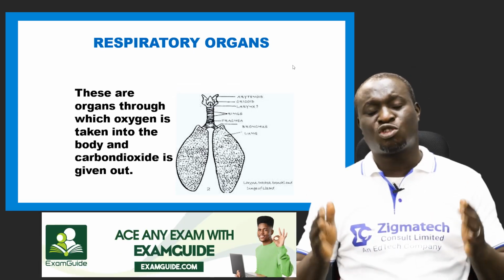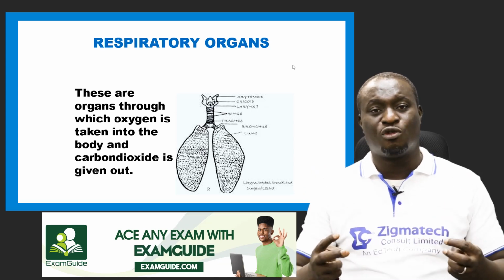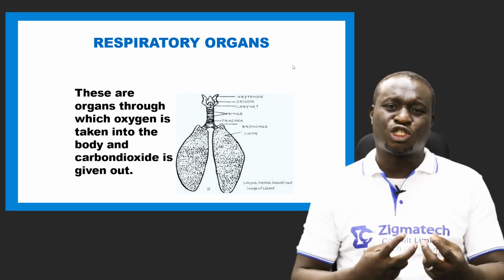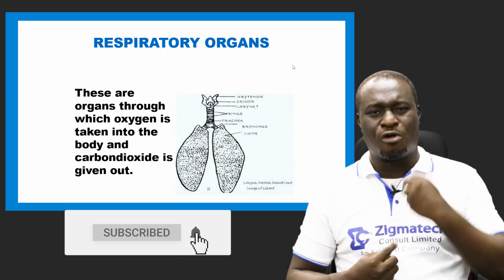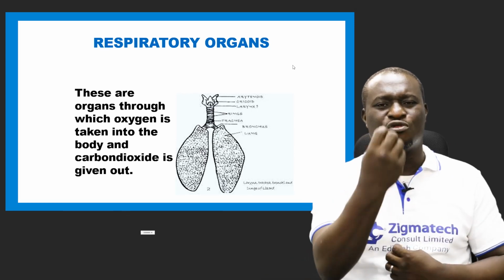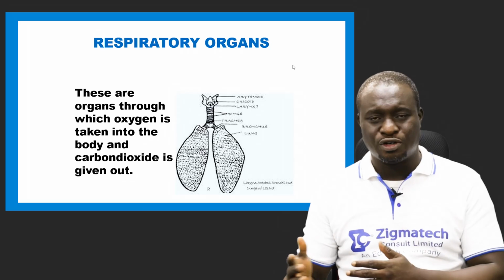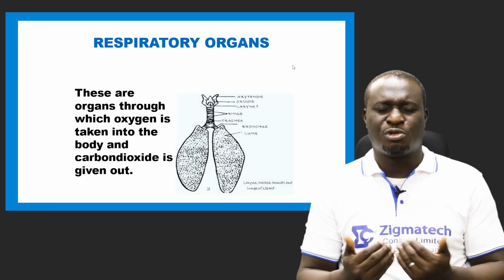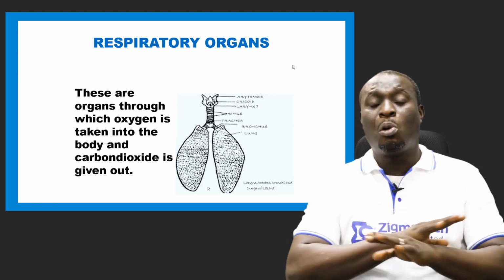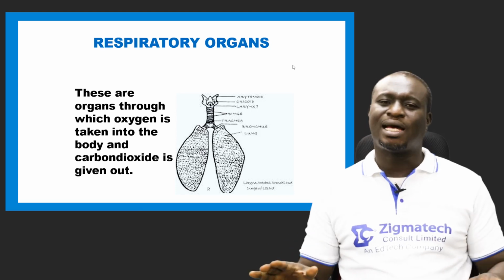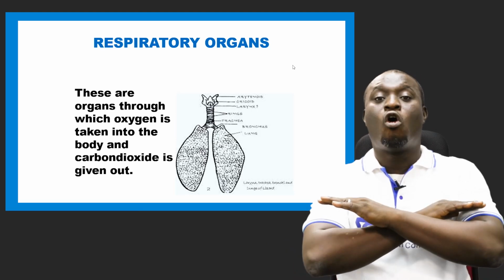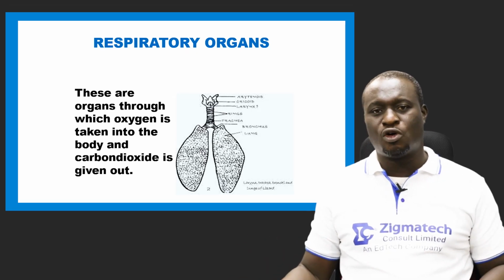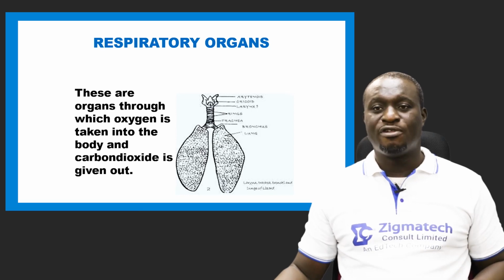A respiratory organ is an organ that carries out respiration, or gaseous exchange. When we say gaseous exchange, we simply mean the taking in of oxygen and the giving out of carbon dioxide. This exchange is done mostly by respiratory organs. We have a whole lot of different types of respiratory organs in living organisms, and we are going to look at those much more later.